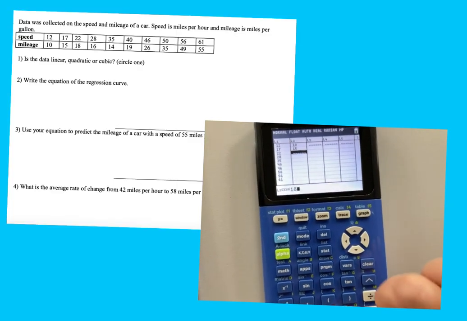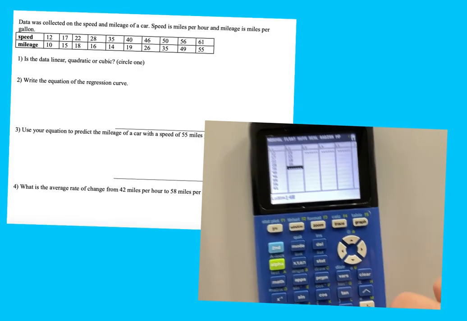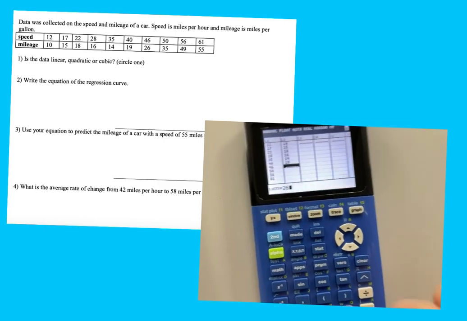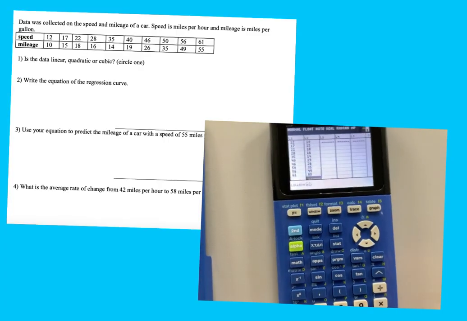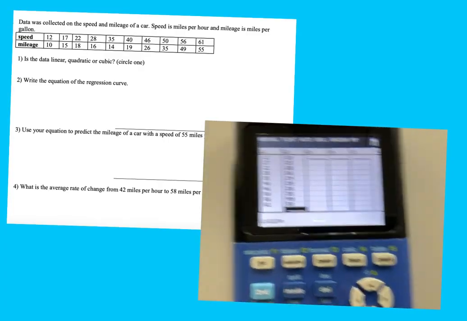15, 18, 16, 14, 19, 26, 35. I didn't give you this many on your quiz, just so you know. 49, 55. I don't need to spend 10 minutes typing in numbers. Okay, now what?